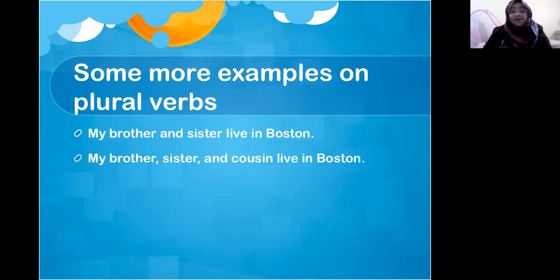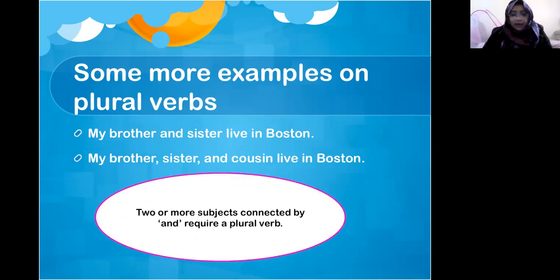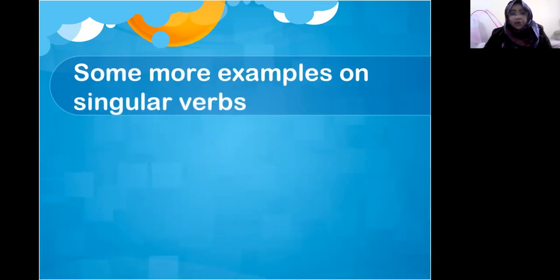Next, my brother, sister, and cousin live in Boston. Again, the subject is plural, so we will use a plural verb. Two or more subjects connected by and require a plural verb. Clear? Now move on to some more examples on singular verbs.